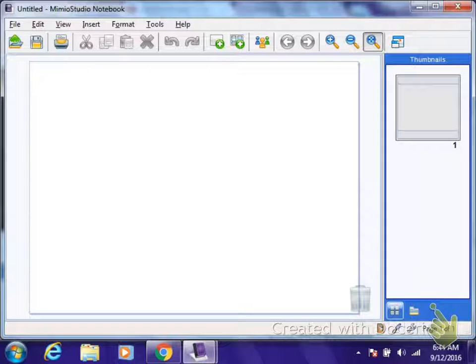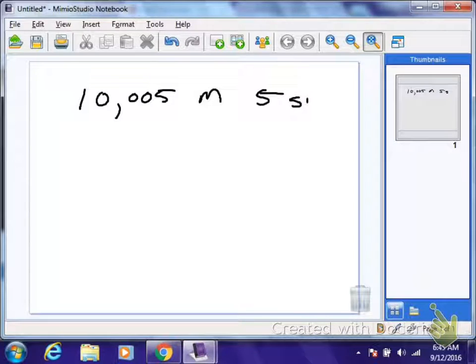For the first example, in the first rule, it says zeros appearing between non-zero digits are significant. I call those sandwich zeros, and so they're always significant. So if we got a number like 10,005 meters, then we know the 5 is measured, that's in the 1 spot, and we know the 1 is measured in the 10,000 spot. And so all those zeros in between, they have to be measured. All those digits count. They're called 5 significant digits.